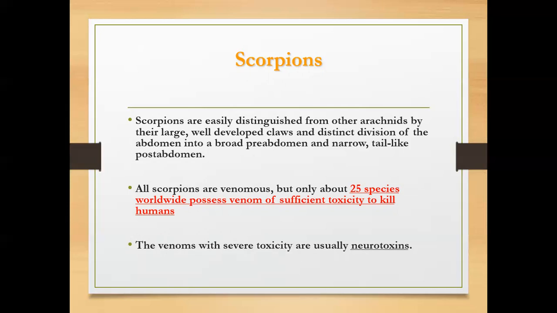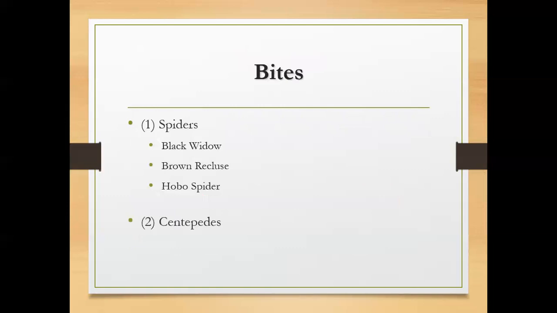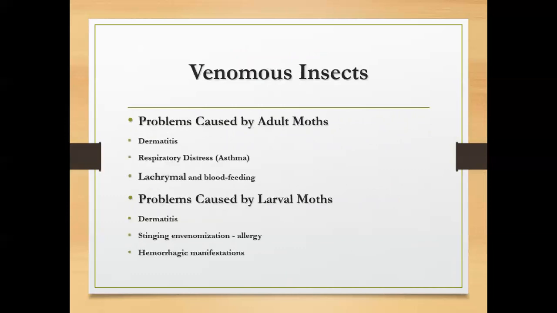The venoms with severe toxicity are usually neurotoxic. Others that bite are spiders. Examples are the black widow spider, brown recluse, and hobo spider. And the others are centipedes as well, which also bite. You can see the picture of each of these animals, which I'm giving you as an example.